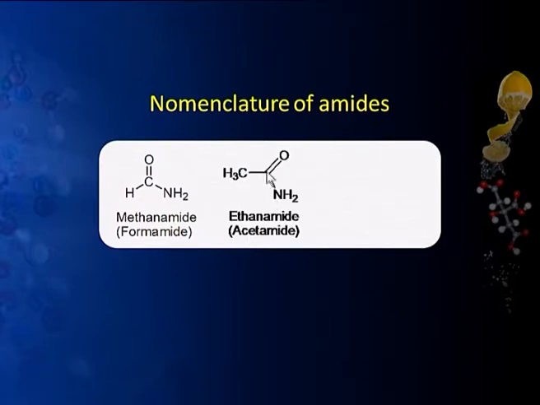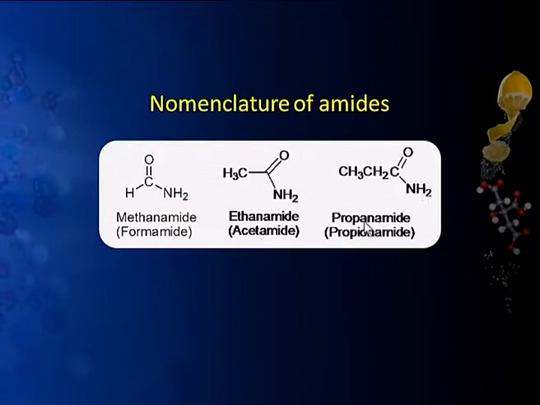Then there is a 2-carbon acid, ethanoic acid or acetic acid, and its amide is named ethanamide or acetamide. A 3-carbon acid, its amide will be called propanamide, and the IUPAC name is propanamide. The common name will be propionamide, because commonly the acid is known as propionic acid. So the common name for this amide is propionamide.